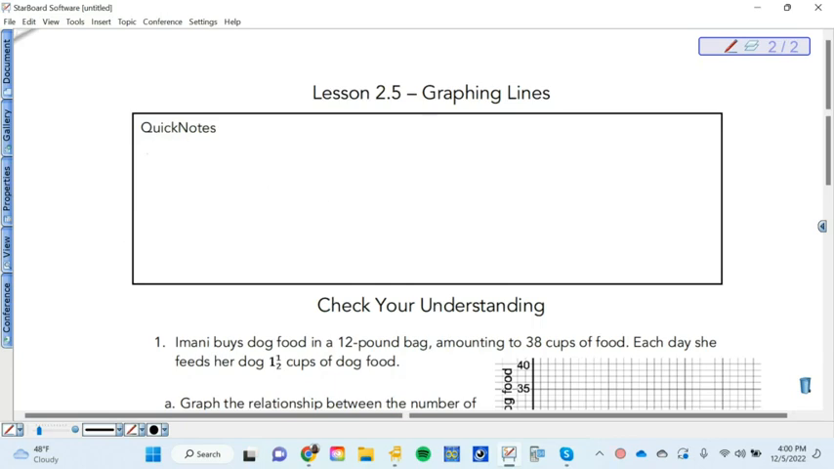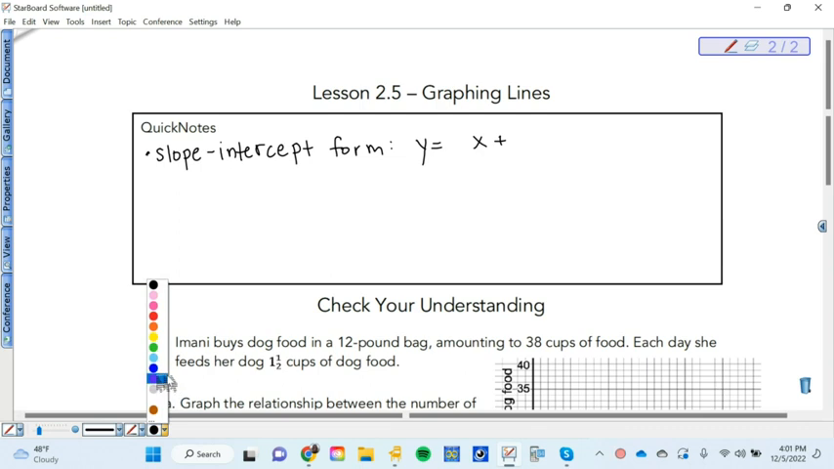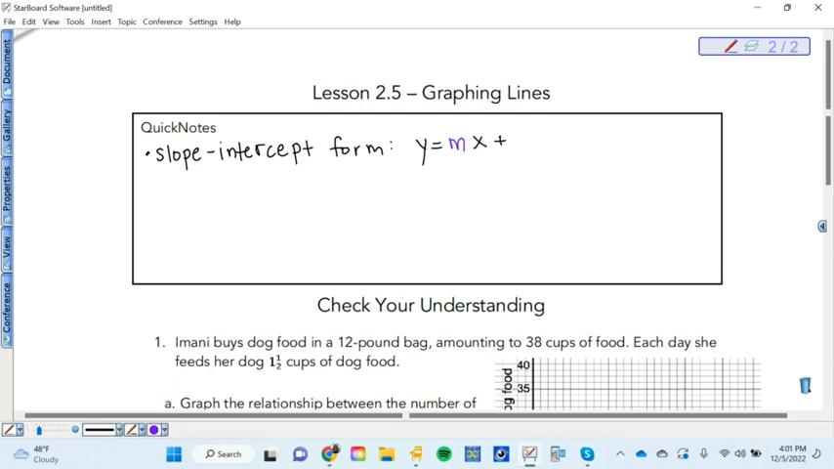We are still talking about slope-intercept form here. What is slope-intercept form? Y equals mx plus b. Where m tells me what? Yeah, the rate of change, or what else do we call it? Slope. And b tells me? Starting value, or what else do we call it? Yeah, the y-intercept. Okay?